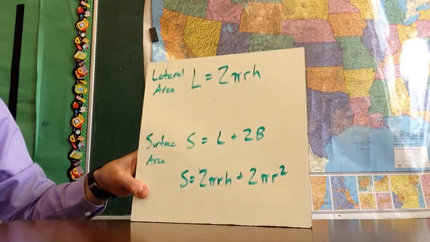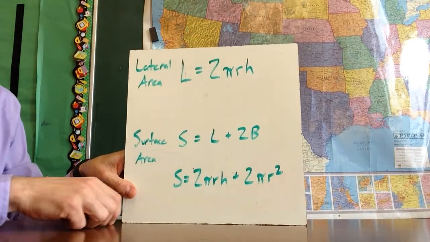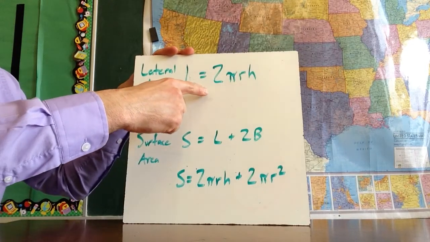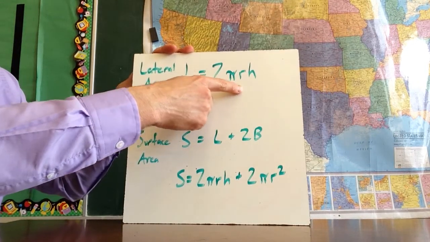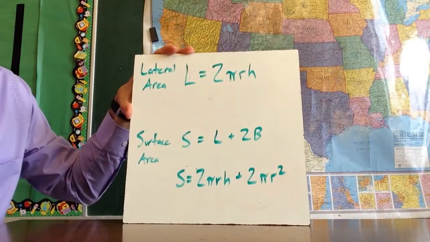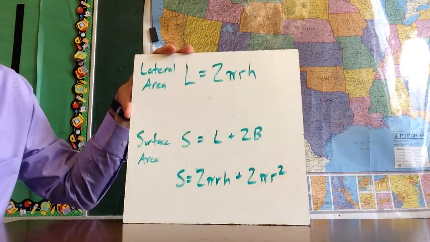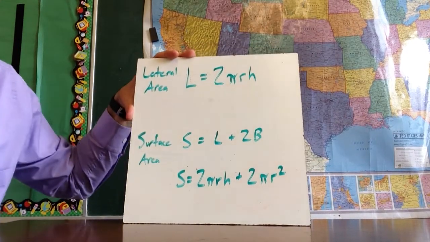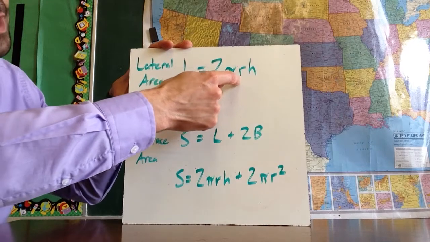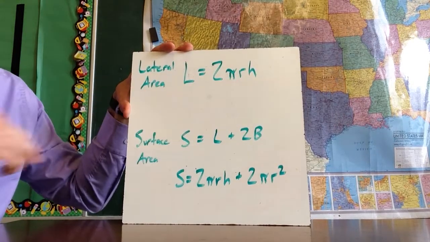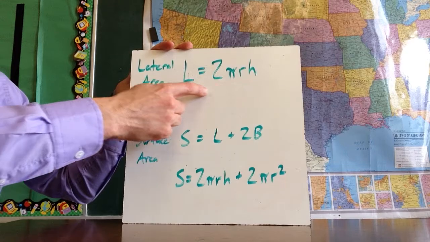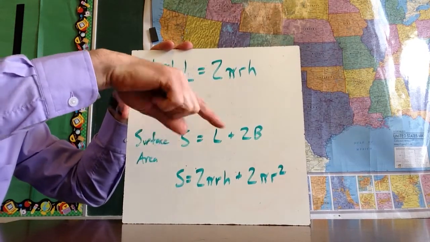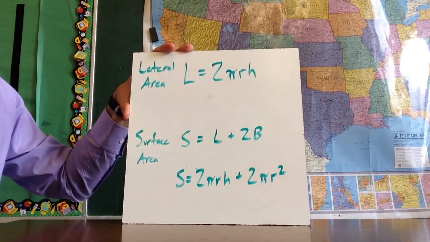So for a cylinder, it's very similar in that the lateral area is the perimeter of the base times the height. And if you think of the perimeter of a circle, that would be circumference. The circumference of a circle is 2 times pi times r, or pi times diameter. So 2 times pi times r, or pi times diameter, times the height will give me the lateral area of the cylinder. So that's going to be the circular area around the cylinder.